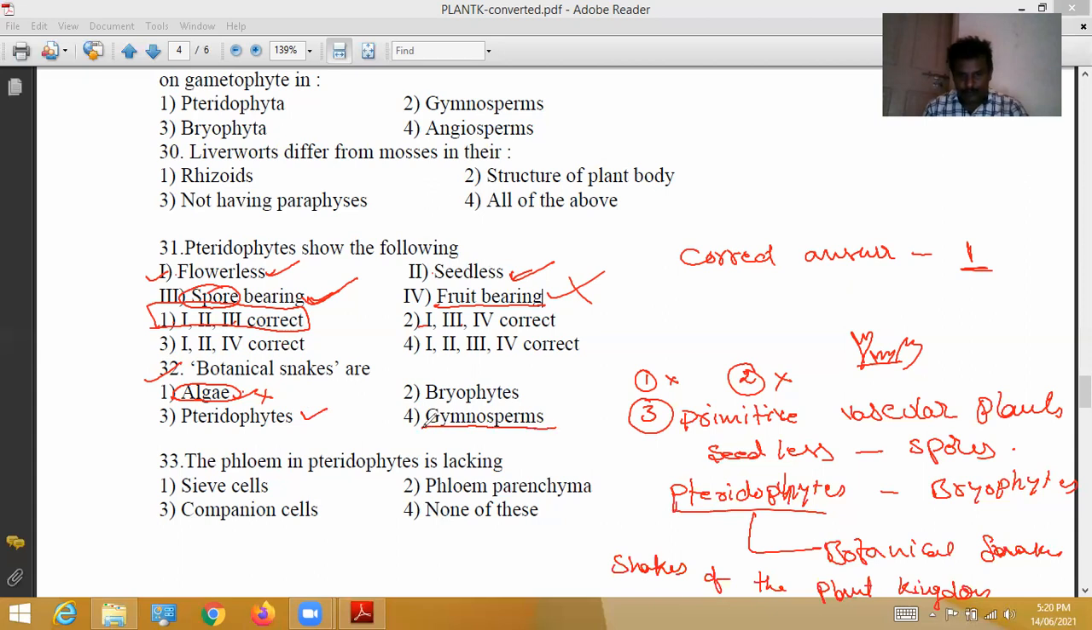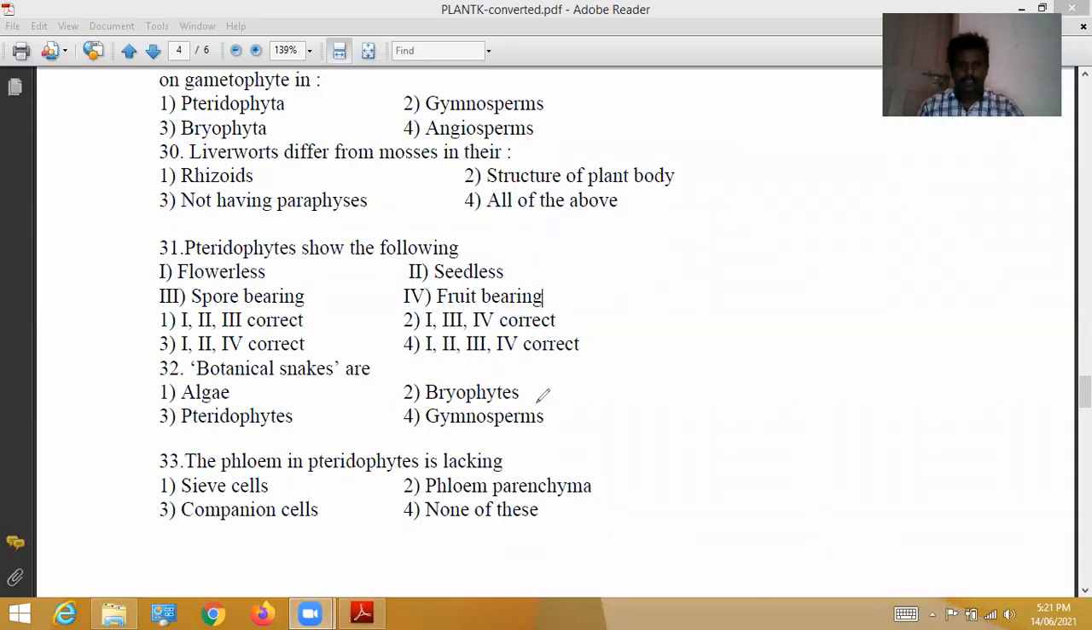Let's see gymnosperms. Gymnosperms are somewhat tall-growing plants, so we will not consider them botanical snakes. Among the four options, the first, second, and fourth options are wrong. The correct option is the third option. Okay, that's all.